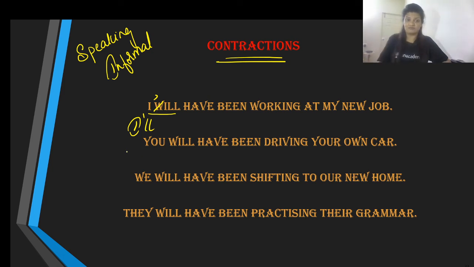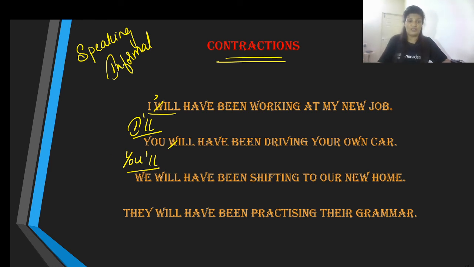Similarly, you will, eliminate the W and put the apostrophe and leave the L. Now this has become one word here. These are not two different words like you will, but they are combined together with an introduction of an apostrophe over there. Therefore, you'll have been driving your own car. Rather than saying you will, you contract them and you say you'll have been driving your own car.